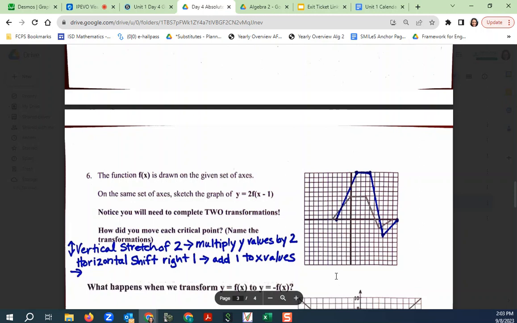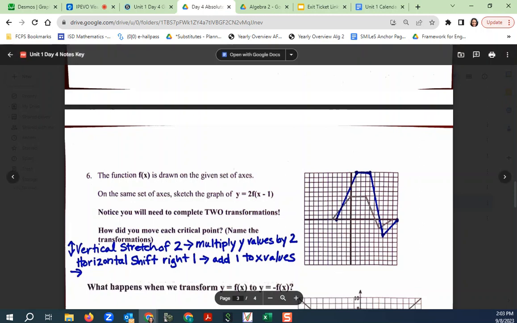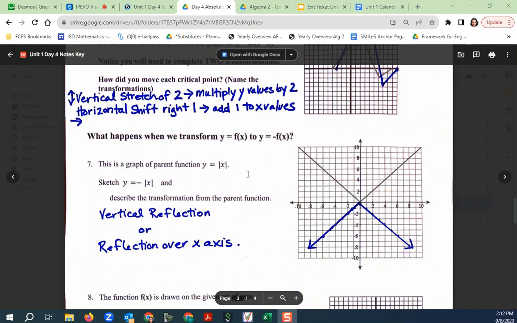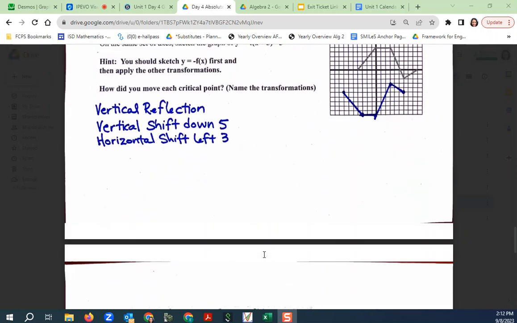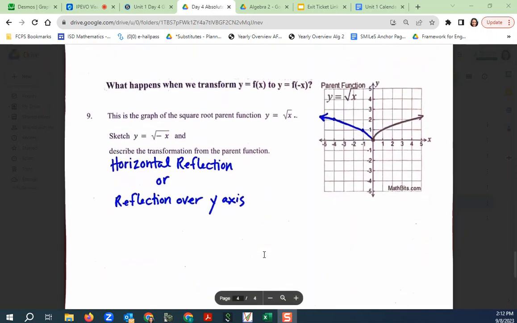How would you say it basically flipped? So a lot of people use the word flip. I'm going to give you a math word too. Okay. All right, so for number 7, you had a vertical reflection or a reflection over the x-axis. People call it both things. And here's number 9. So in number 9, when you do the square root of a -x, it's going to show you that it reflects over the y-axis. So it reflects horizontally. Make sure you have that, and then we're going to work together on number 7.